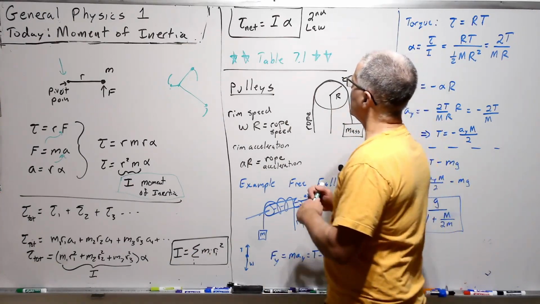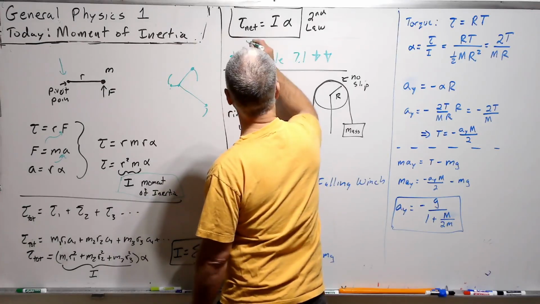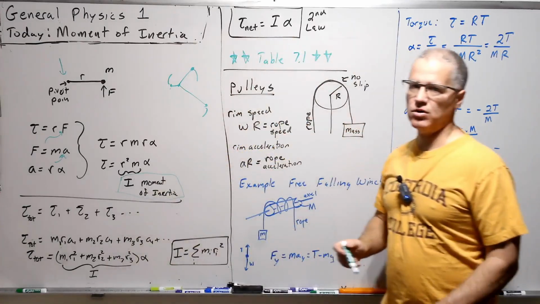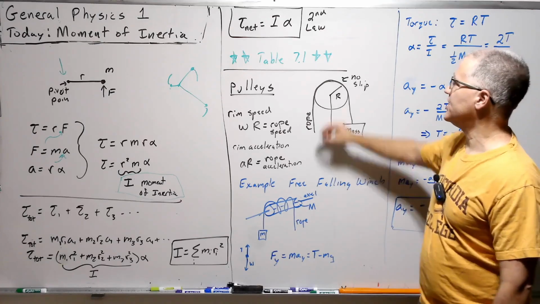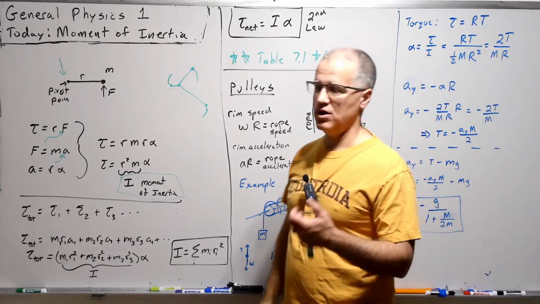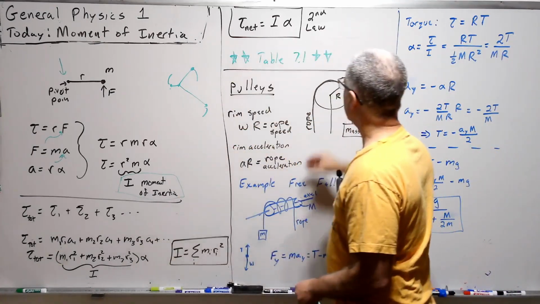Okay. Then we see that the net force is that total moment of inertia times the angular acceleration, and that's just the second law for the rotational case.